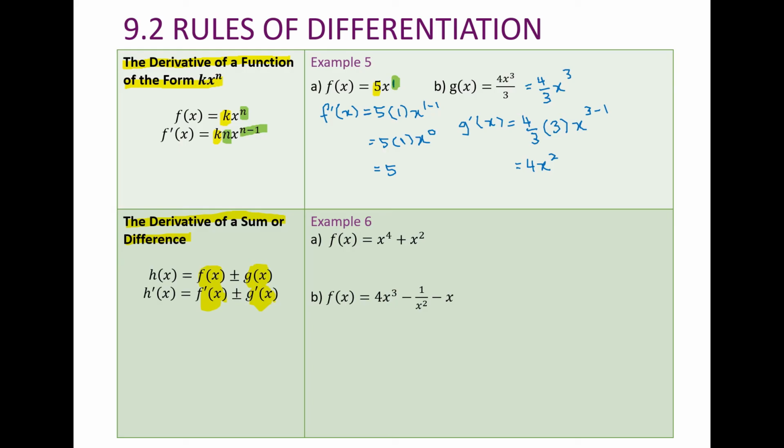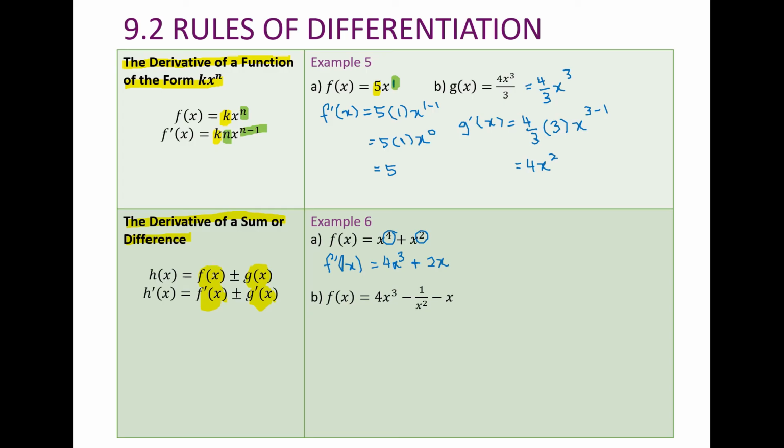Okay, let's take a look at example 6, question A. So here you have x to the power of 4 plus x to the power of 2. So differentiate f(x) to get f'(x). Okay, so differentiate x to the power of 4, you'll get 4x cubed. Now you plus it with, now differentiate x squared to get 2x. Okay, let's try again. Let's continue for question B.